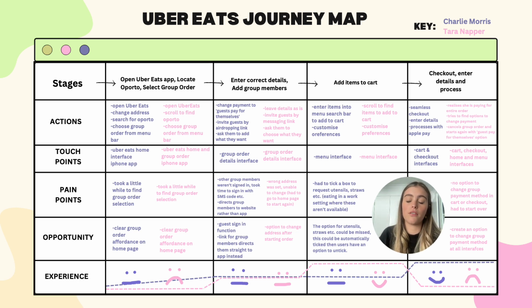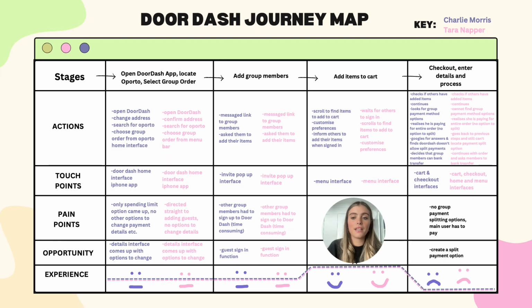When checking out, Tara realised she is paying for the entire order. She tries to find options to change payments, yet painfully has to cancel the order and start again. An option to change group payment method at all interfaces throughout the process needs to be implemented. This is my DoorDash journey map.